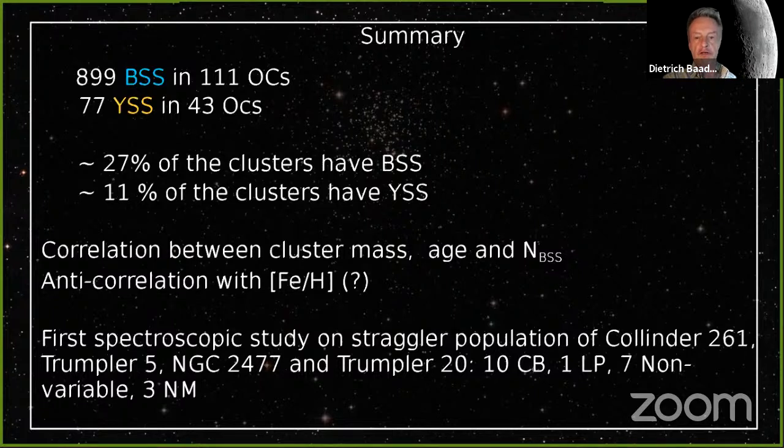Blue stragglers have been for decades, as you said, one of the most mysterious things in stellar evolution theory. And so I think it's very good that this work is finally done. Congratulations on the results. Are there any BE stars among the blue stragglers that you have found? BE stars with emission lines?